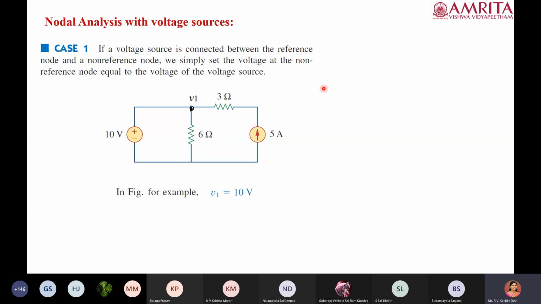The first case is where the voltage source is present between a non-reference node and the reference node. In this case, if we have a voltage source between these two nodes, then the number of equations will reduce, because from this circuit we can directly write V1 is equal to 10 volt. The meaning of V1 is the potential at this node with respect to the ground, and this 10 volt is also the potential at this node with respect to the ground.